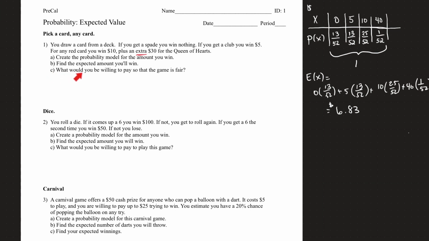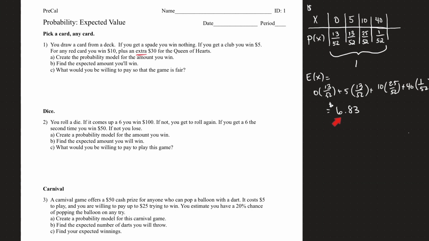The next question says, what would you be willing to pay if the game is fair? Well, what does the word fair mean in this context? It means that the person playing the game and the person hosting the game, the person that will be paying the money, has an equal chance of winning the same amount of money. So the expected value is the amount of money that the person's going to win every time on average.